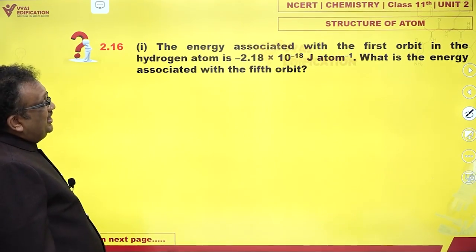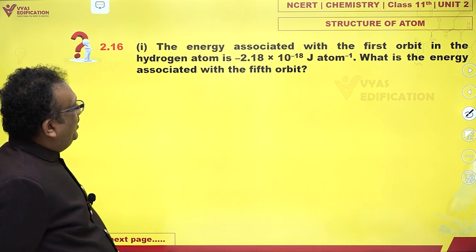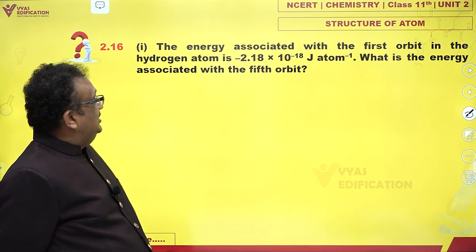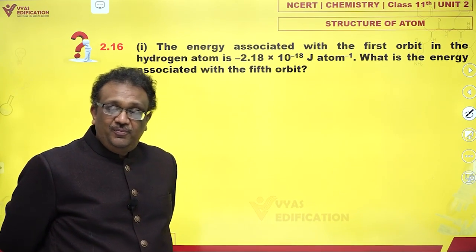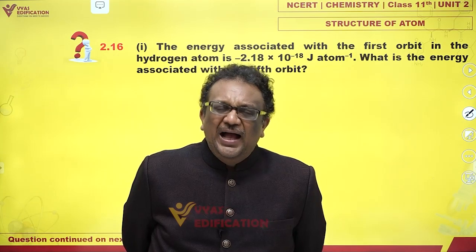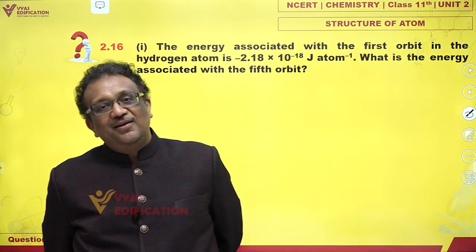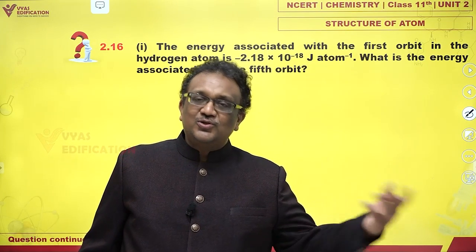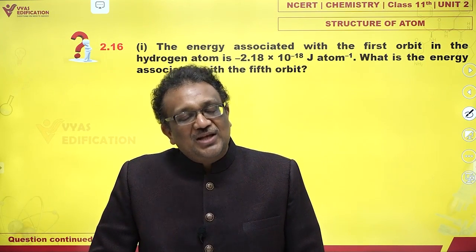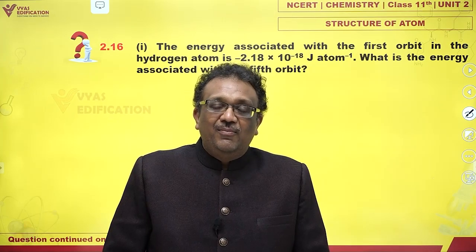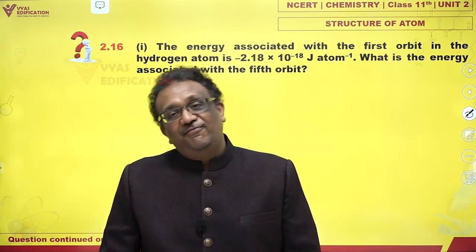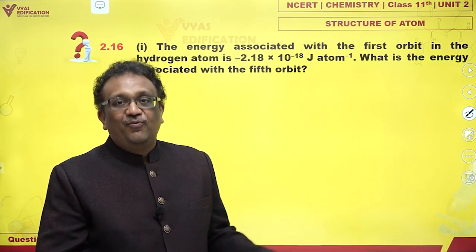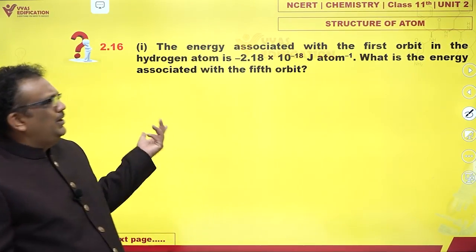The energy associated with the first orbit in hydrogen atom is minus 2.18 into 10 to the minus 18 joules per atom. What is the energy associated with the 5th orbit? Actually, this is a repeated question within the NCERT text. Just 2 questions back, exactly the same question was there with different wording. They had first shell and 5th shell. The least they could have done is change 5th to 4th or 3rd or 6th or whatever. But let's do it again.